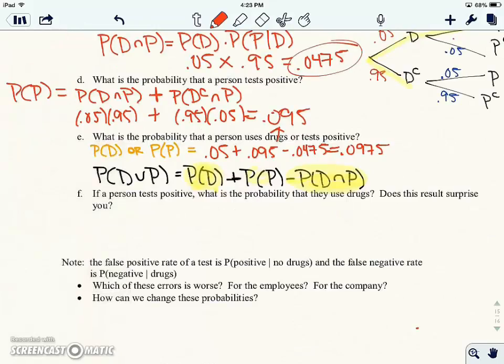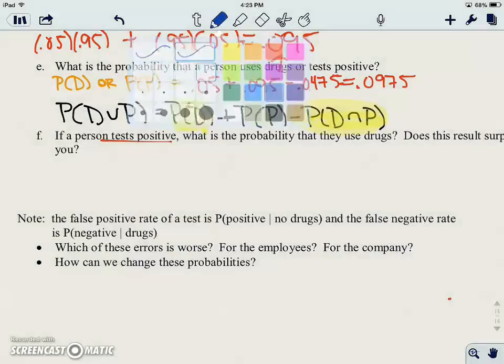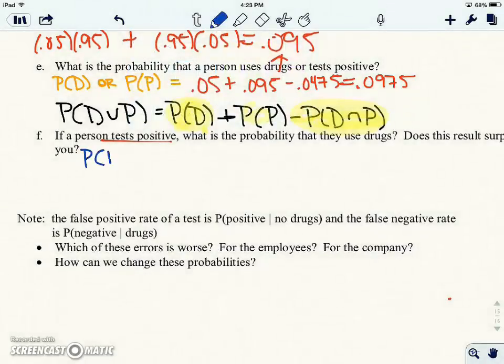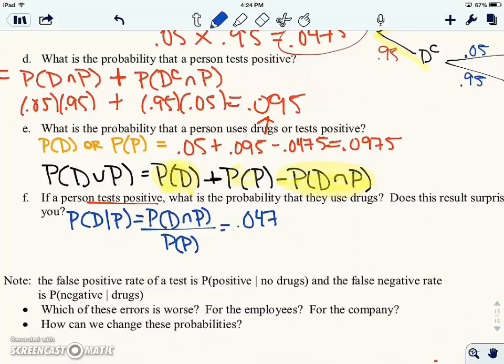Okay, last question. If a person tests positive, what is the probability that they use drugs? Well, that is a given. We know that they tested positive, so we have the probability that they use drugs given that they tested positive. Well, that's our formula, the probability of drugs and positive, all over just the probability of testing positive. Well, we already know that drugs and positive are 0.0475, just the chance of testing positive in itself, 0.095, and you might be surprised to see that it's 50% chance. So if a person tests positive, there's only a 50% chance that they actually use drugs.